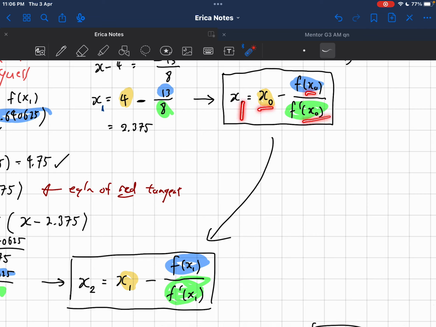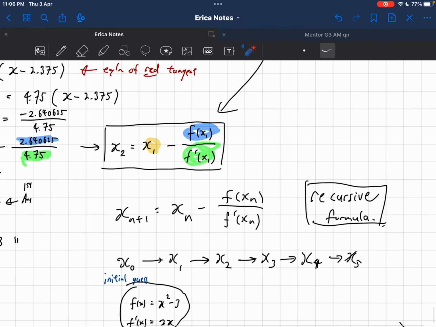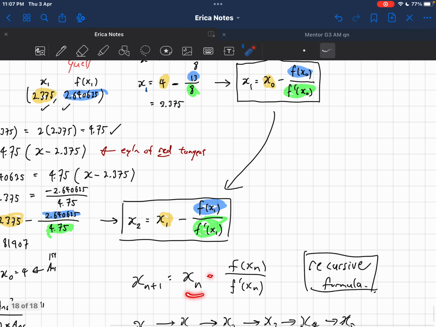0, 0, 0 turns into 1. 1, 1, 1 turns into 2. Can you see a pattern? Yes, in general it will be x_{n+1} equals x_n minus, always minus, f of x_n over f prime x_n.